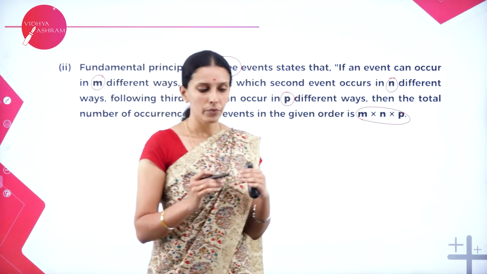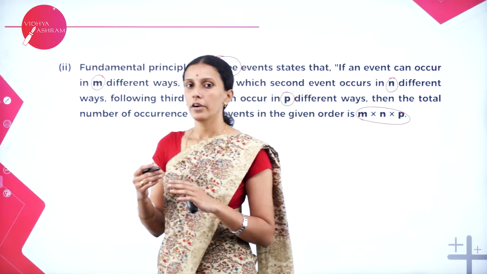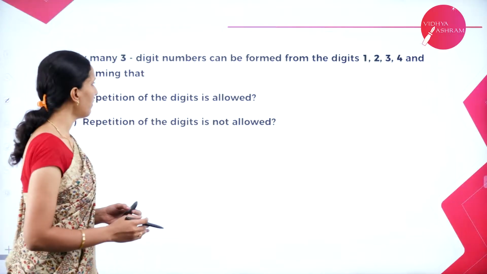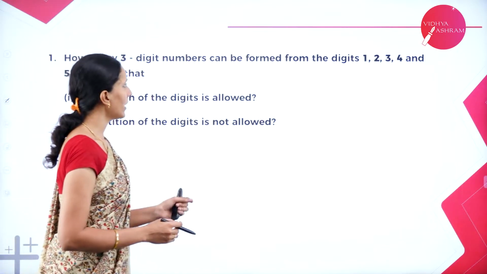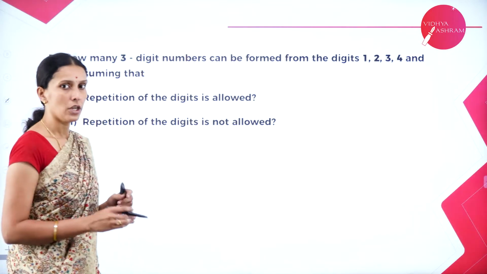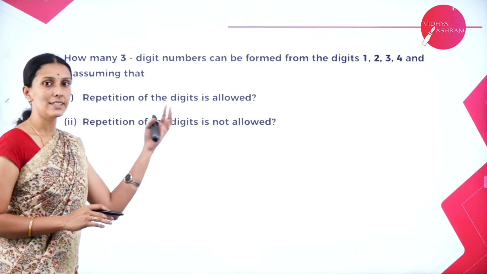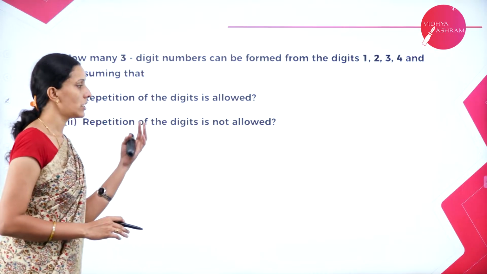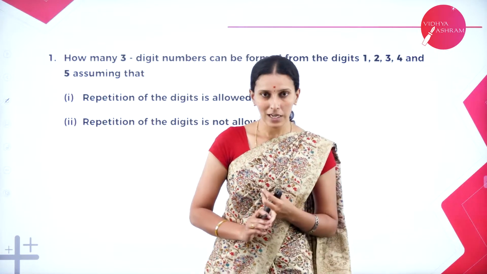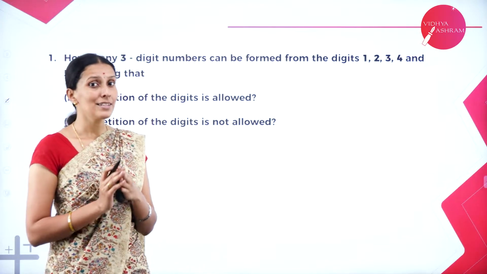Being aware of this, we come across different types of arrangements of numbers, alphabets, or any signals. Let's look at those problems now. The very first question is, how many 3-digit numbers can be formed from the digits 1, 2, 3, 4 and 5? So we have 5 numbers here. Assume repetition of the digit is allowed, and repetition of the digit is not allowed. Usually in an arrangement we come across 2 types: one is with repetition, another one is without repetition. What do you mean by this repetition?